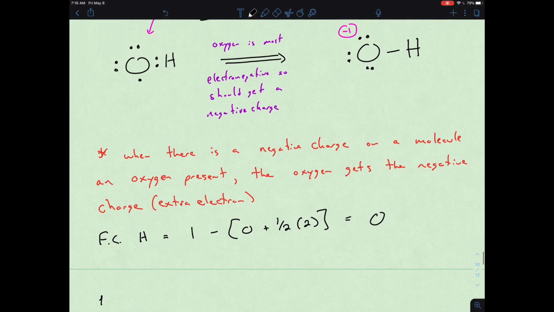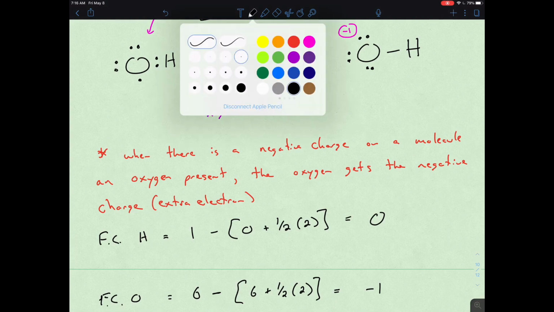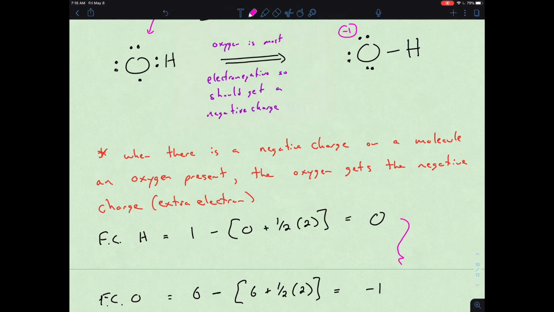And then if we look at calculating the formal charge for the oxygen, we would start with 6 in its valence shell. It has 6 electrons as lone pairs, and it also has 1 bond with 2 electrons. And so notice that we get now a -1 formal charge. And that both of these sum up to have the -1 charge on the hydroxide.